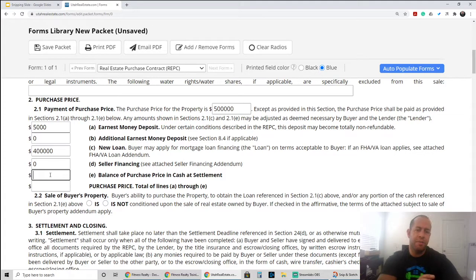Okay, balance of purchase price in cash at settlement, $95,000. Now you can just see if we added up 5,000, 400 grand, and 95,000, we get a grand total again of 500,000. Very, very easy process. These numbers should add up to this number. If they don't, you did something wrong. Sometimes your contracts will look like this.